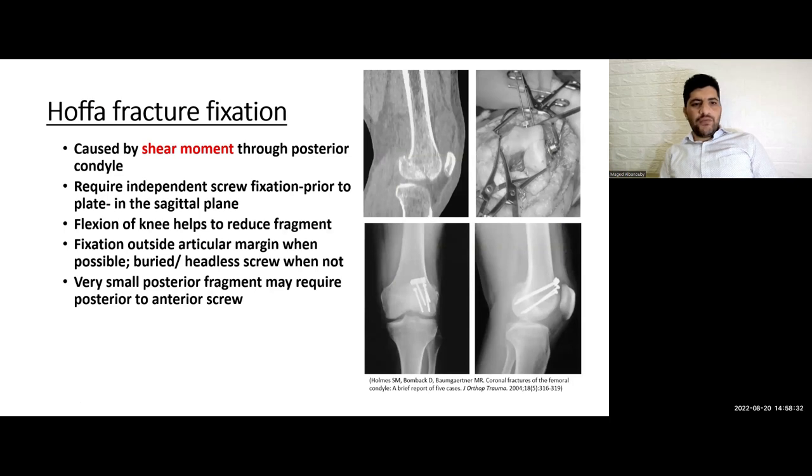The question can be asked about Hoffa fracture. What is a Hoffa fracture? It is caused by a shear moment through the posterior condyle. How to reduce, how to fix? It can be fixed with anterior to posterior screws, reduced by a reduction clamp like this. Flexion of the knee will help to reduce the fracture. Fixation should be outside the articular margin when possible. Also, we use headless screws or screws with countersink.